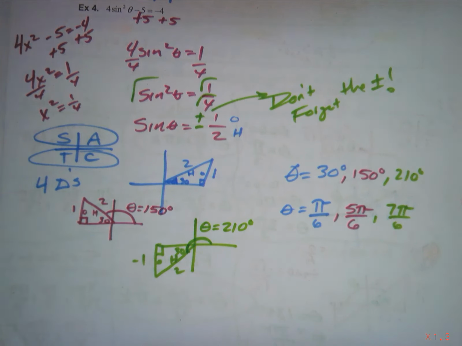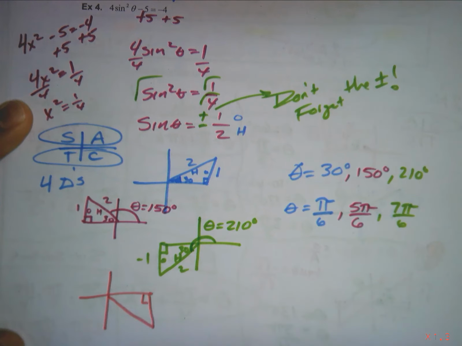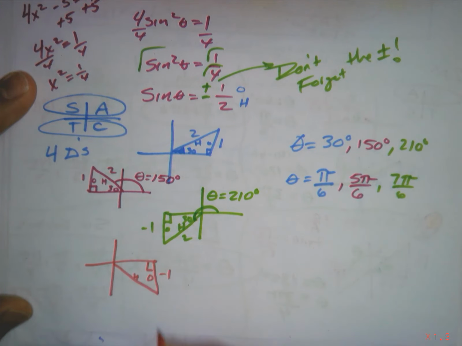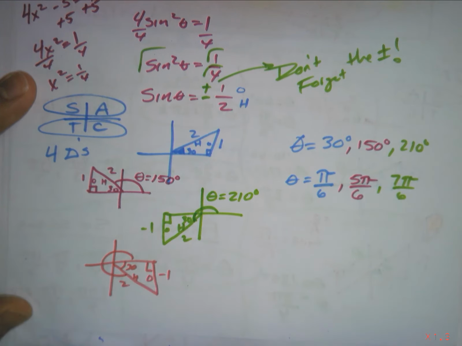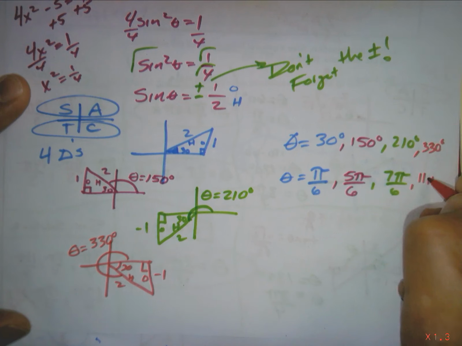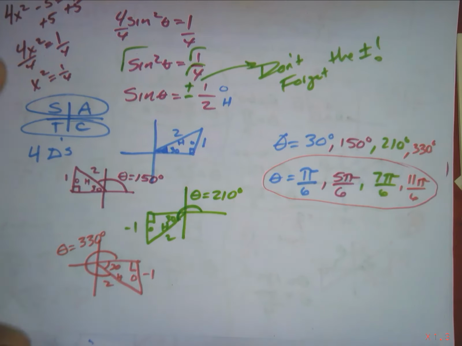And then last but not least, I haven't done, let's try red. Quadrant 4. That's opposite. That's hypotenuse. That's still -1. That's still 2. This is still 30. The whole thing is 360. But 30 less than 360 is what? 330. You guys okay with that? Well, that's 330. And that's 11 pi over 6. Final answer is these 4 answers.